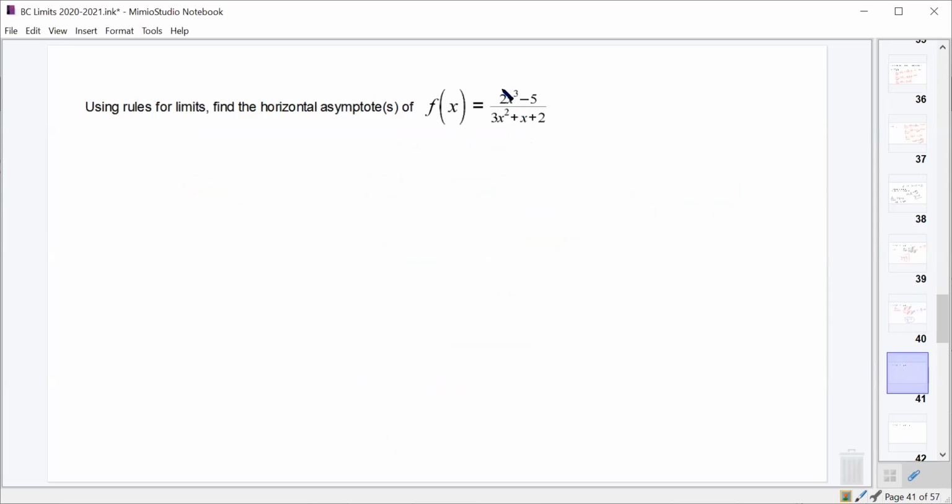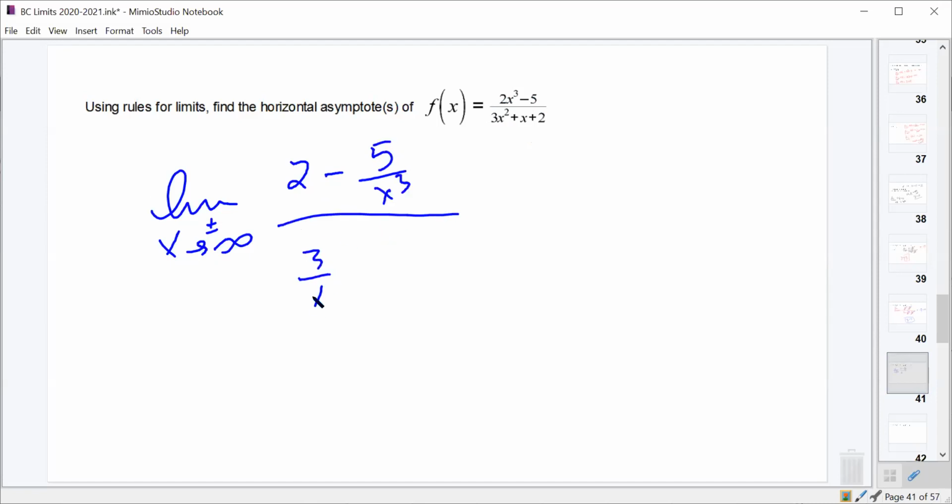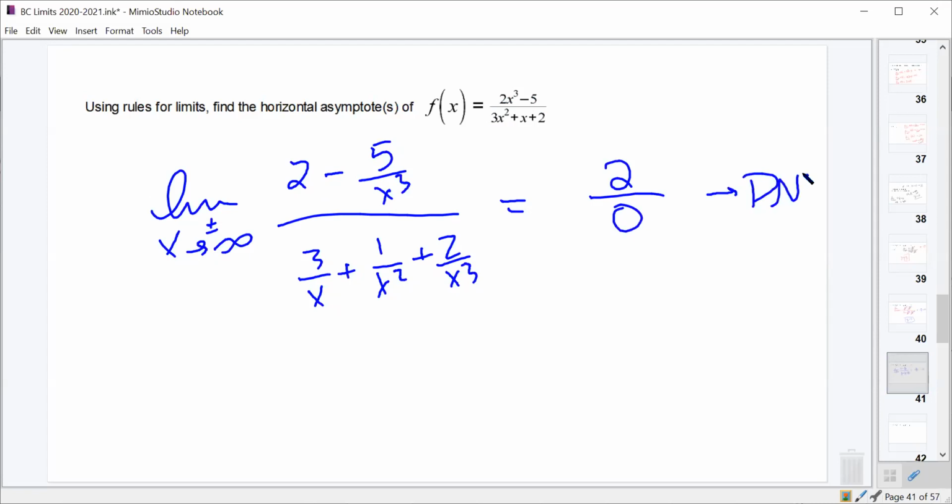And then the last case, when the degree of the numerator is more than the degree of the denominator, we're still going to divide by the highest degree, but we should see what happens here. When we divide everything by x cubed, we're going to end up with 2 minus 5 over x cubed, and 3 over x, 1 over x squared, and 2 over x cubed. And all that's left is a 2 divided by a 0. This doesn't exist, and this has no horizontal asymptotes.